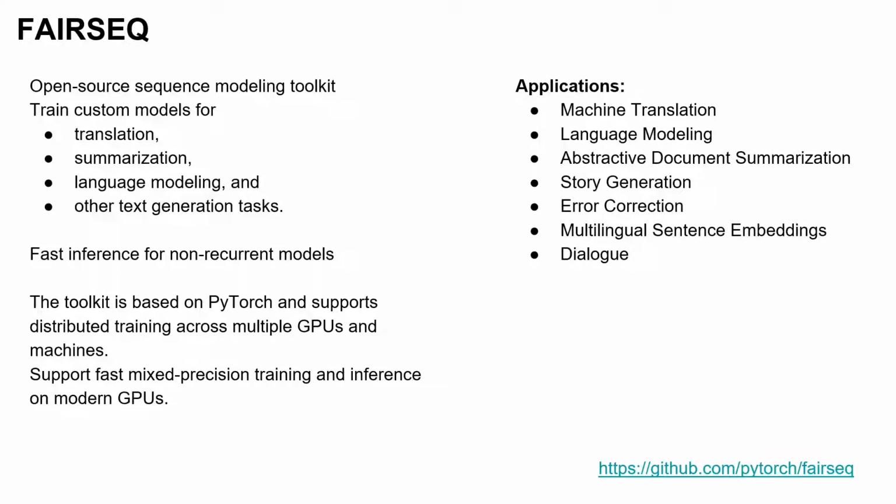toolkit is based on PyTorch and supports distributed training across multiple GPUs, and also supports fast mixed precision learning. So some of the applications where FairSeq could be fairly effective are machine translation, language modeling, abstractive document summarization, story generation, error generation, multilingual sentence encoding, dialogue, and we have even been using it for speech recognition.